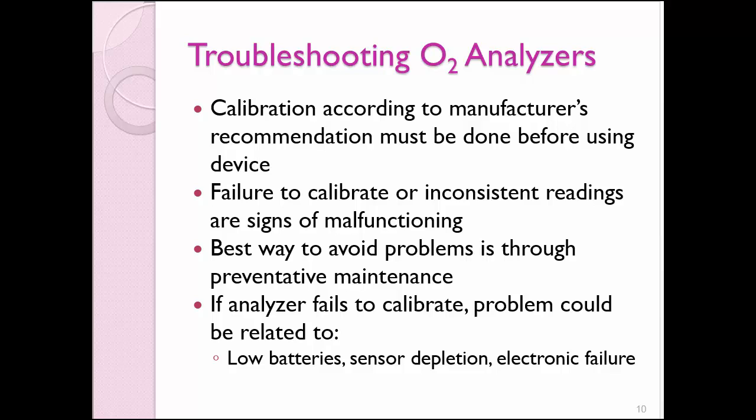Troubleshooting of these analyzers. Calibration according to the manufacturer's recommendation must be done before using the device. That would be typically at least once a day, or if it's been a while, recalibrate it. Failure to calibrate or inconsistent readings are signs of malfunction. The best way to avoid these problems is through preventive maintenance. If the analyzer fails to calibrate, the problem could be related to low batteries, a sensor depletion because they typically require electrolyte solutions, or electronic failure.